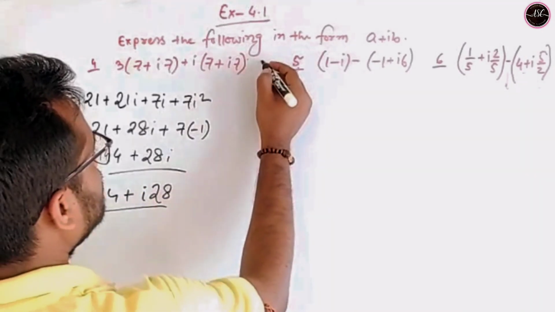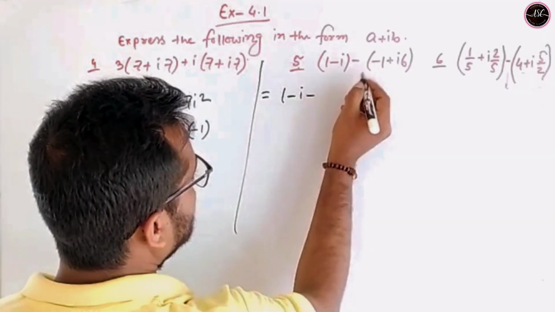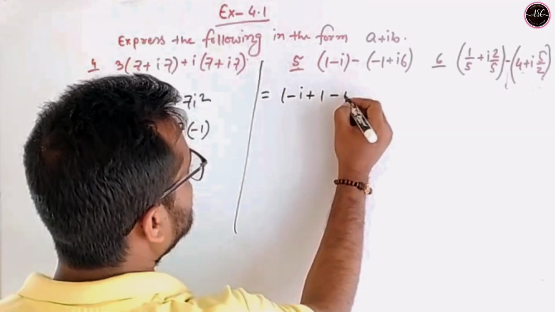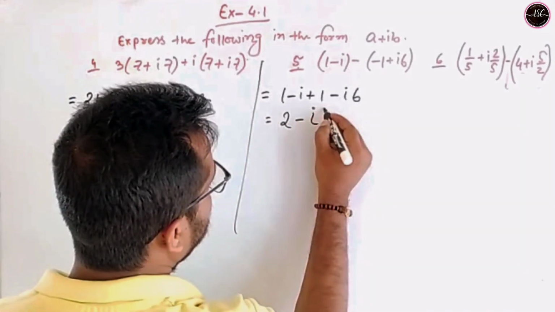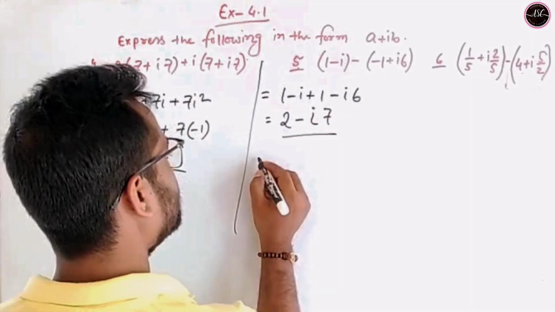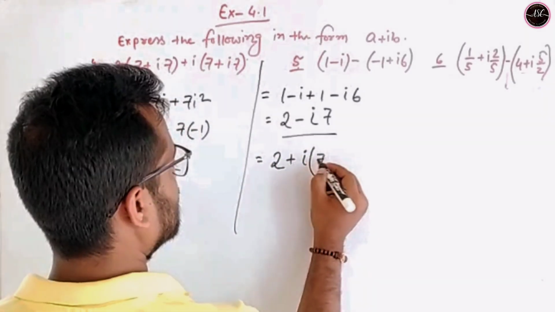Okay. Now question number 5. Just simplify that. 1 minus i minus, minus, plus 1 minus i 6. So here 2 minus i of 7. Okay. This is the form of 2 plus i of minus 7.